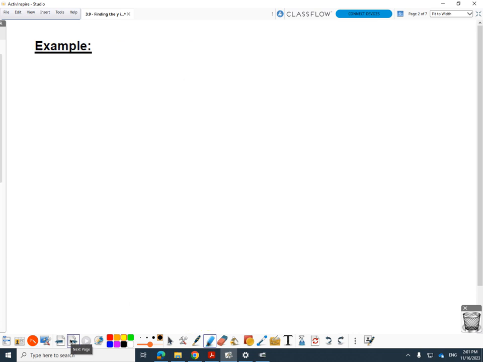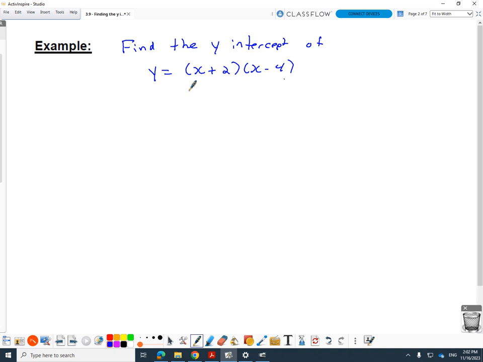Here's my example. Find the y-intercept of y equals (x + 2)(x - 4). Please copy down both ways I'm going to do this. Don't decide yet which way is the better way. Option 1.